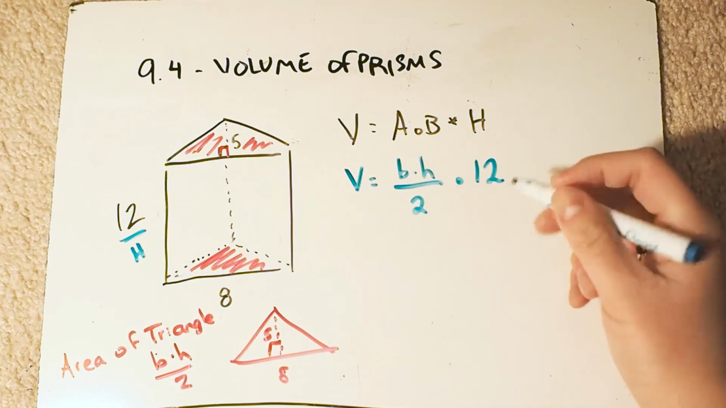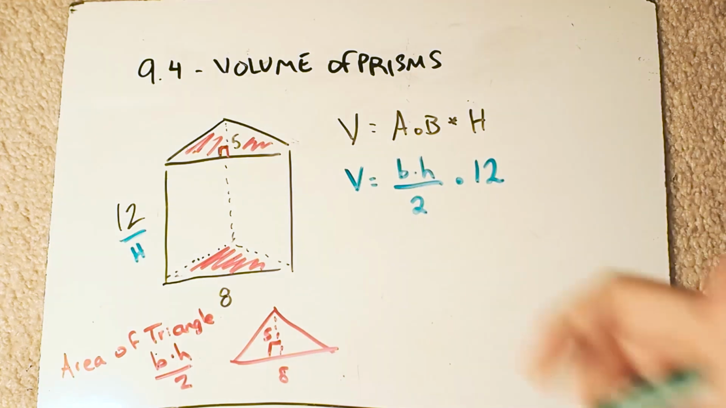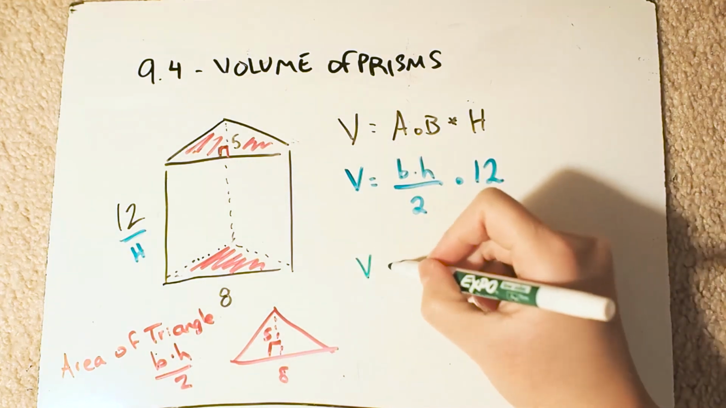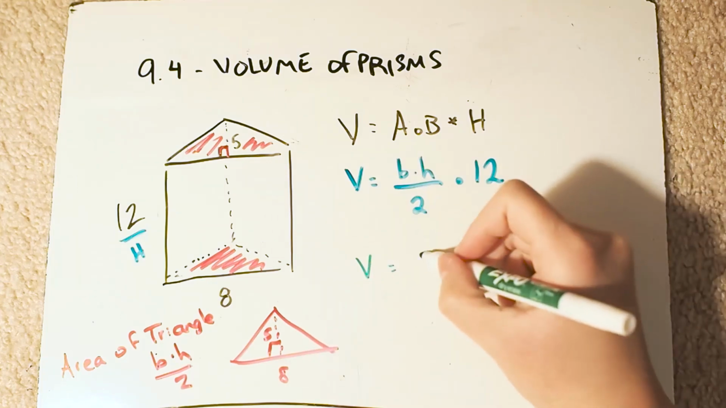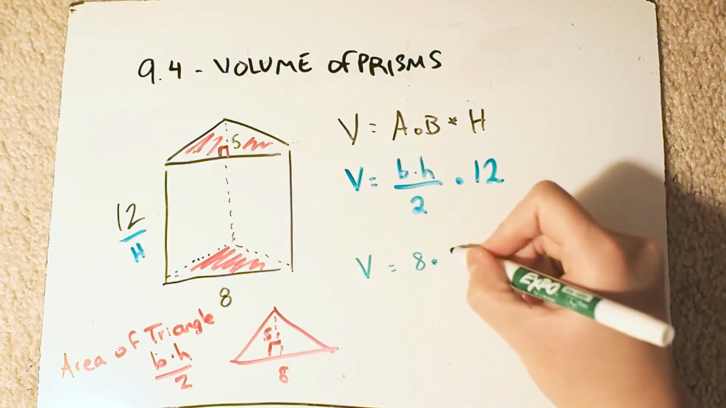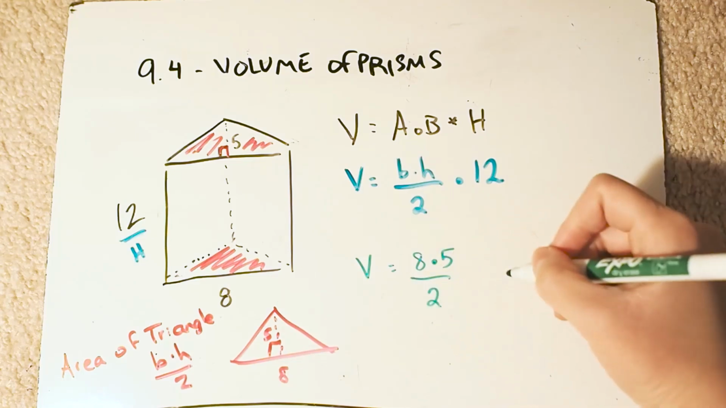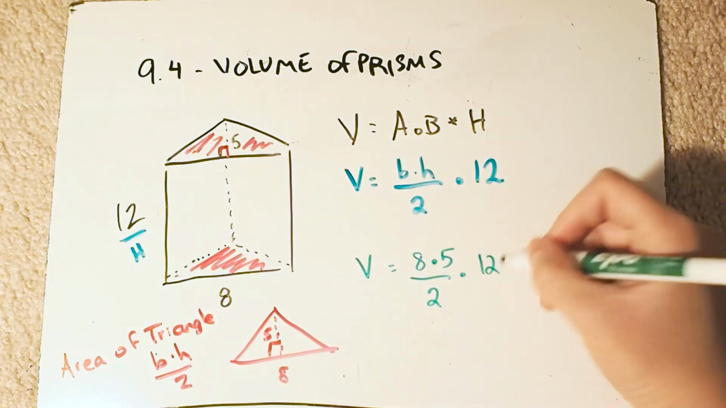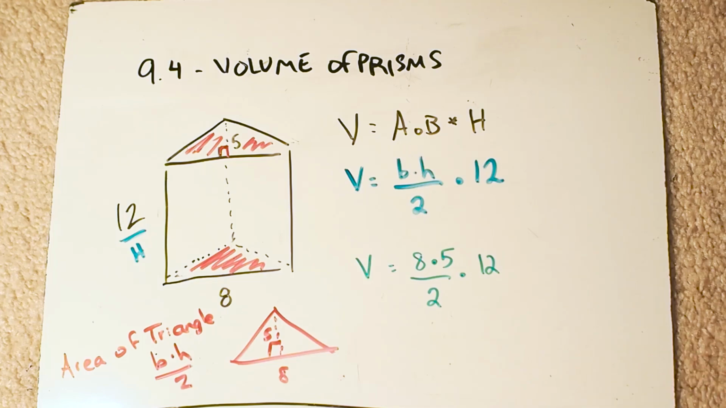So when we fill that in, we can start simplifying. I know that my volume is given as volume is equal to little base 8 times height of the base, so little h, times 5, all divided by 2, times 12. And here's where I can start simplifying.